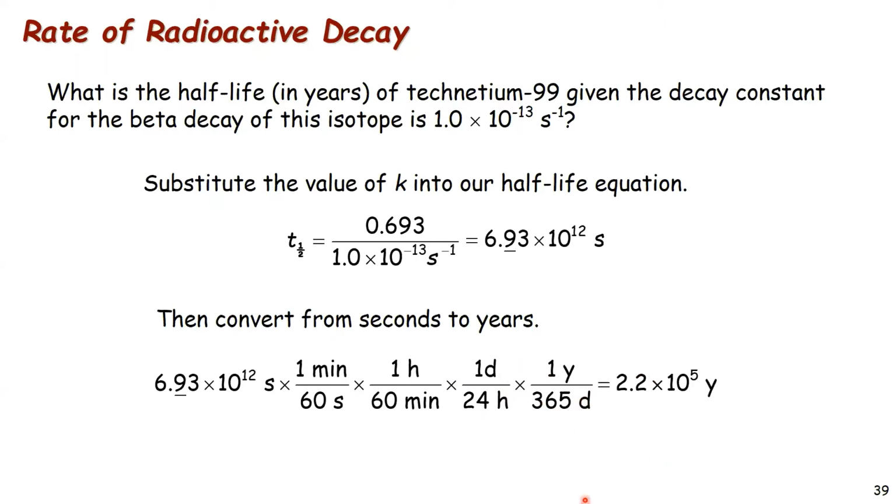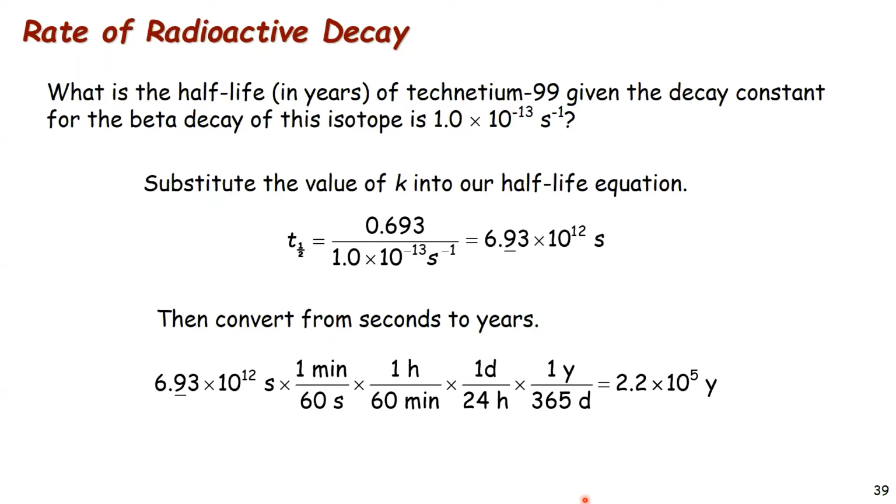So the half-life of technetium-99 then is 2.2 times 10 to the 5th years. Okay, so that again is, let's say 1, 2. So that's 220,000 years. So it sticks around for a while, okay? So 220,000 years. So that's the half-life.